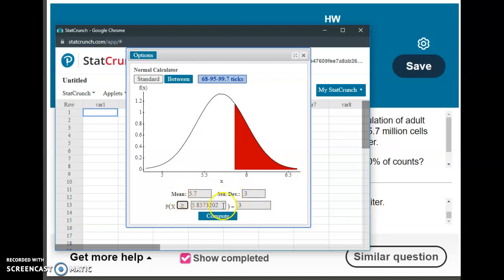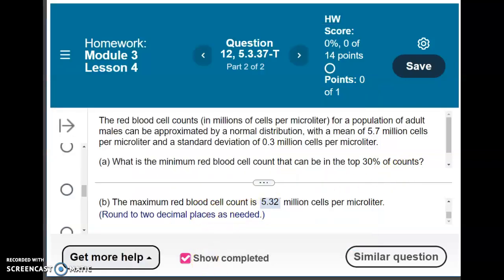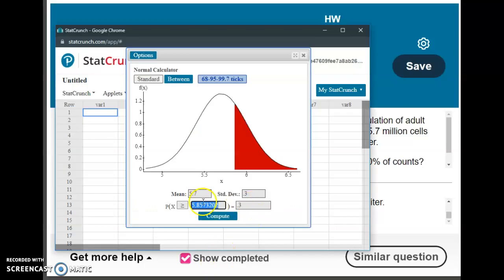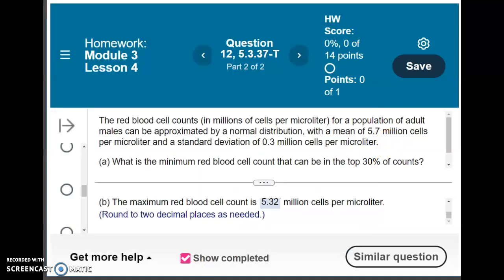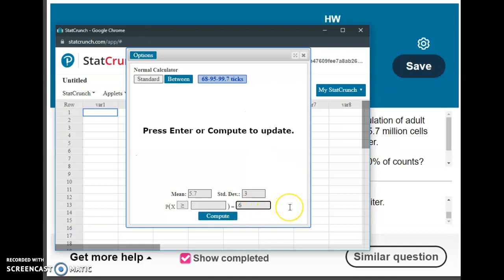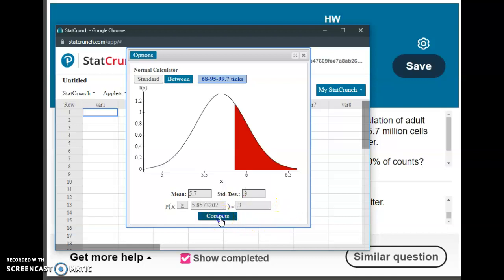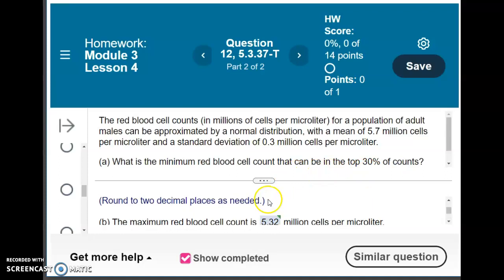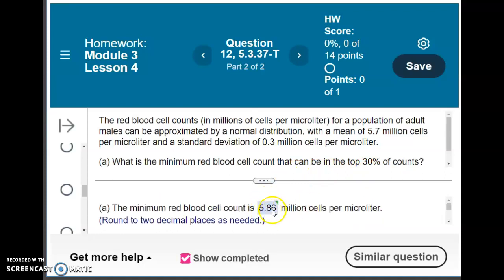So here's the box where the number goes, this last box. That's going to be my answer. 5.7 and 0.3. And 30% of counts. And there it is, 5.86. All right, 5.86 when you round it.